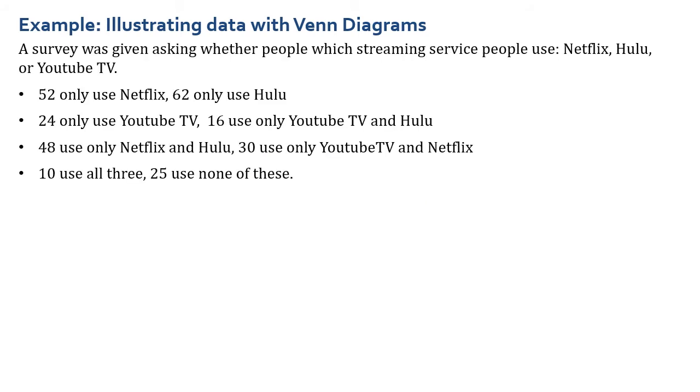Let's look at another example. A survey was given asking people which streaming service they use, Netflix, Hulu, or YouTube TV. 52 only use Netflix, 62 only use Hulu, 24 only use YouTube TV, 16 use only YouTube TV and Hulu. 48 use only Netflix and Hulu, 30 use only YouTube TV and Netflix, 10 use all 3, and 25 use none of these.